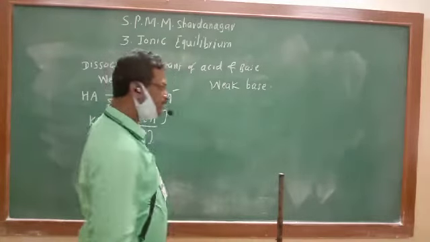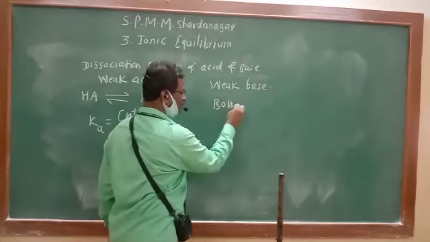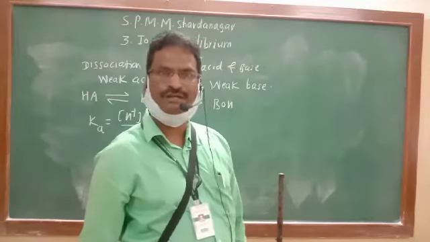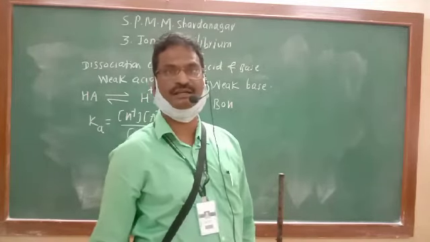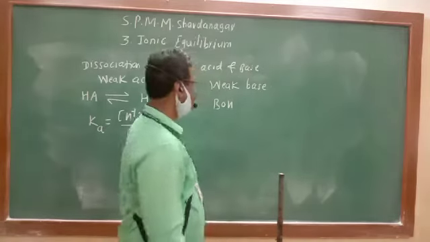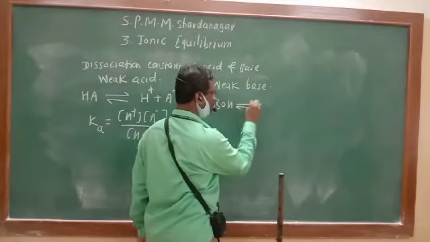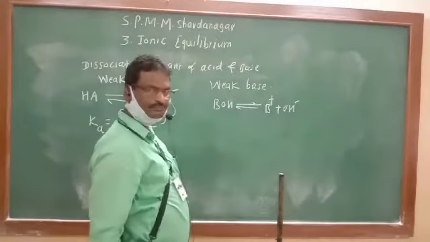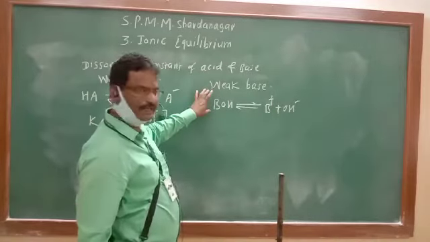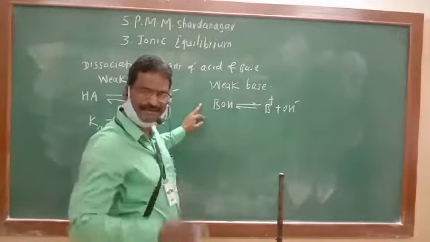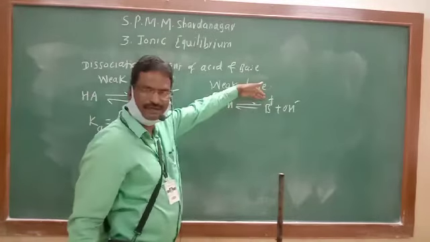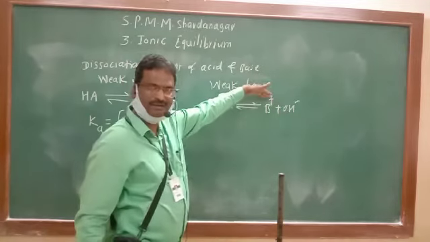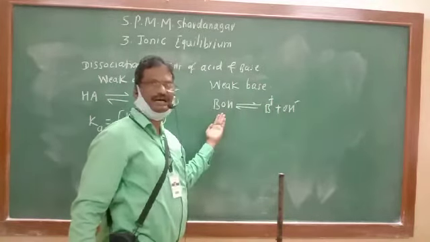Weak base. Let us consider BOH is a weak base. We know bases are the substances which undergo dissociation giving hydroxide ions. So BOH on dissociation gives B plus and OH minus ions. Bases are giving OH minus ions. This is a weak base, therefore forward reaction is possible. Degree of dissociation is not 100%. Forward reaction is possible as well as backward reaction.